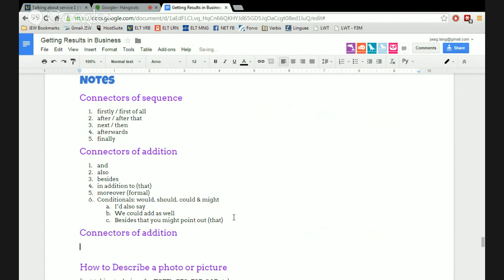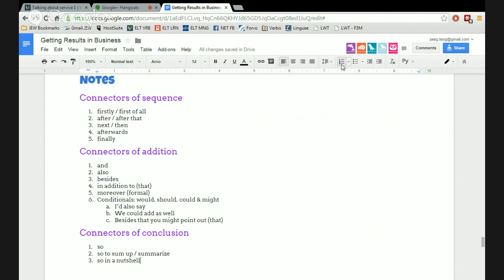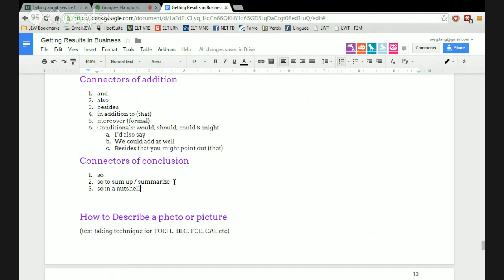conclusion. Let's add those. Conclusion. Same thing, exact same thing. So to sum up or summarize, right? So in a nutshell, that's like when you're trying to, another way for it to say summarize is nutshell.